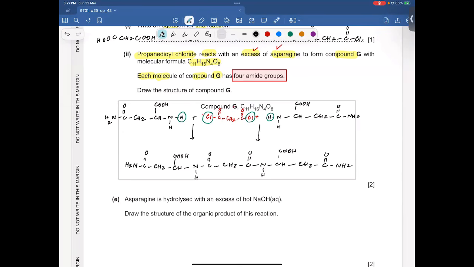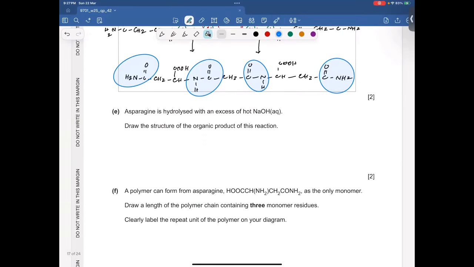Now, the examiner was saying that we have 4 amide. This one is first, this one is second, this one is third, and this one is fourth. So this condition will be satisfied. That's the trickiest part because we need to rearrange the molecule so that acyl halide and amine can react together, and also we need to maintain the 4 amide group criteria. So that's tough. Asparagine is hydrolyzed with an excess of hot NaOH.